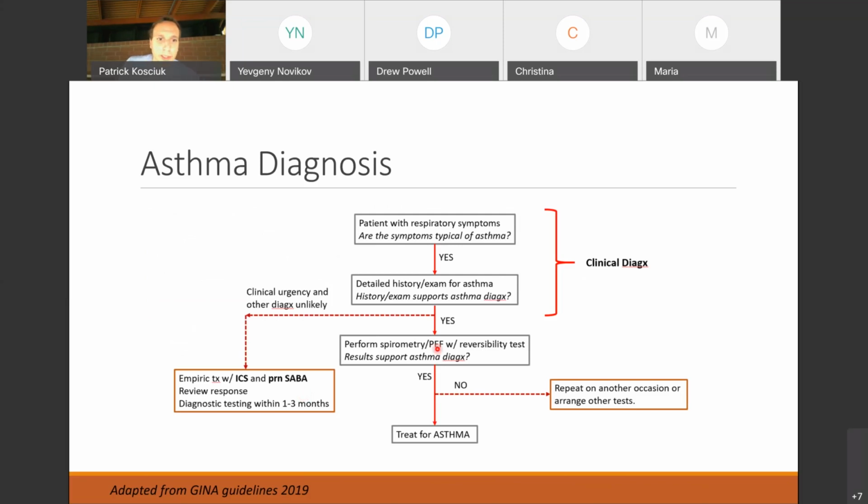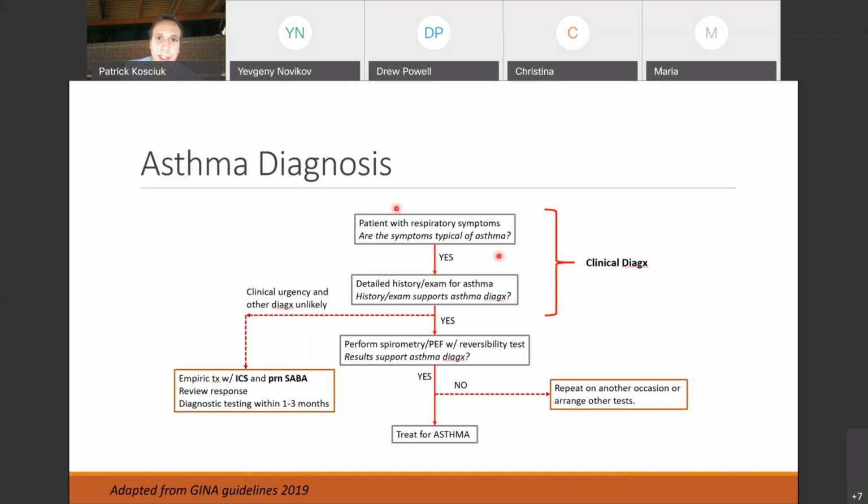Asthma diagnosis. A lot of my slides will be coming from the GINA guidelines. These were most recently updated in 2019. The other slides will be from the NHLBI, which was updated in 2012. I'll try to make these distinctions for you once they're necessary. But this is all GINA right here. This is a little bit different than what it's been in the past.